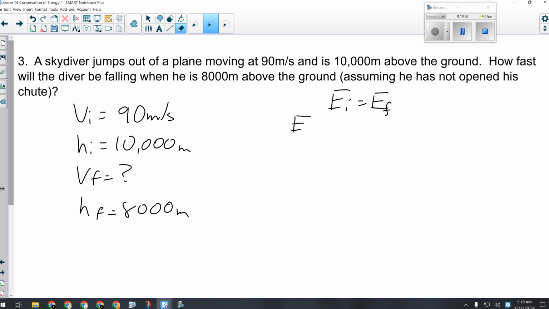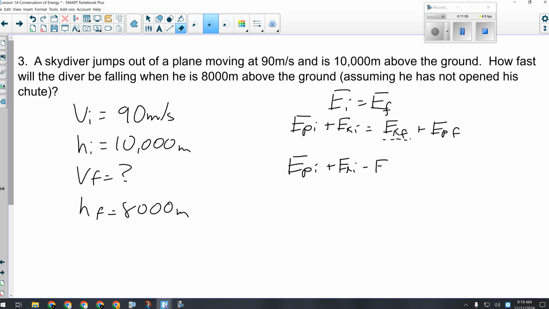And we have initial potential. We also have initial kinetic. And we have final kinetic because we're being asked about it. And we have final potential because we know how high above the ground we are. All right, so we know all of those values. None of them are 0. And what I'm looking for is part of this. What do I have to do with EPF? Subtract it over to the other side. All right, so initial potential plus initial kinetic minus final potential, sorry, equals final kinetic.